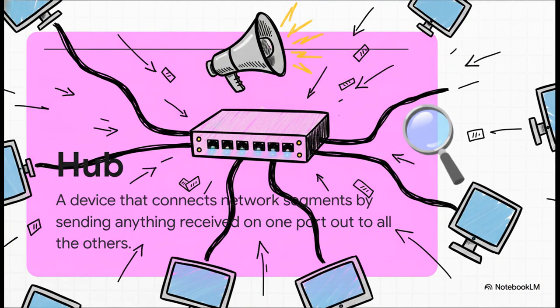This is a hub, and you can think of it as the most basic and, frankly, the loudest connector you can imagine. When one computer sends a message, the hub has no idea where it's supposed to go. So what does it do? It just shouts that information out to every single computer connected to it. It's super inefficient, it creates a ton of unnecessary noise on the network, and it means anyone can listen in on a conversation not meant for them.